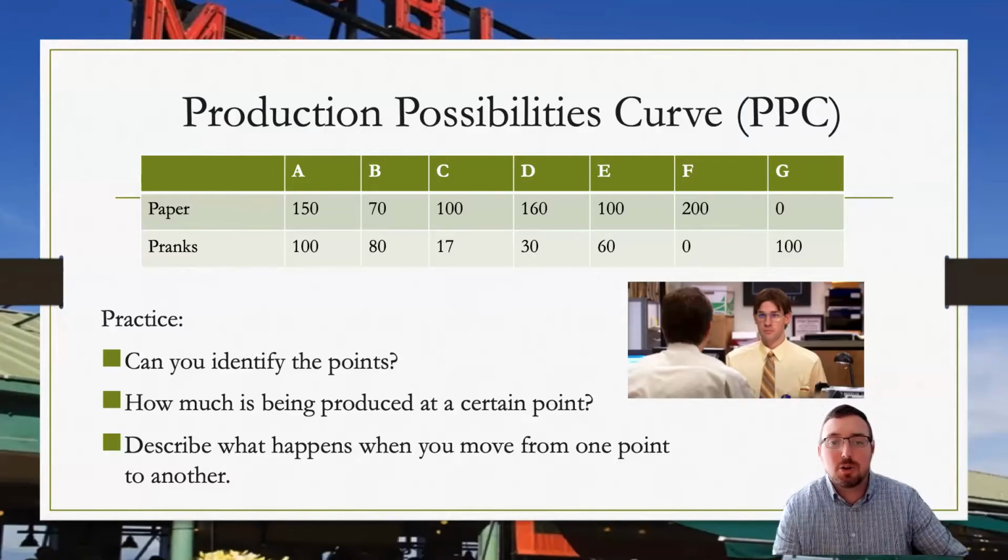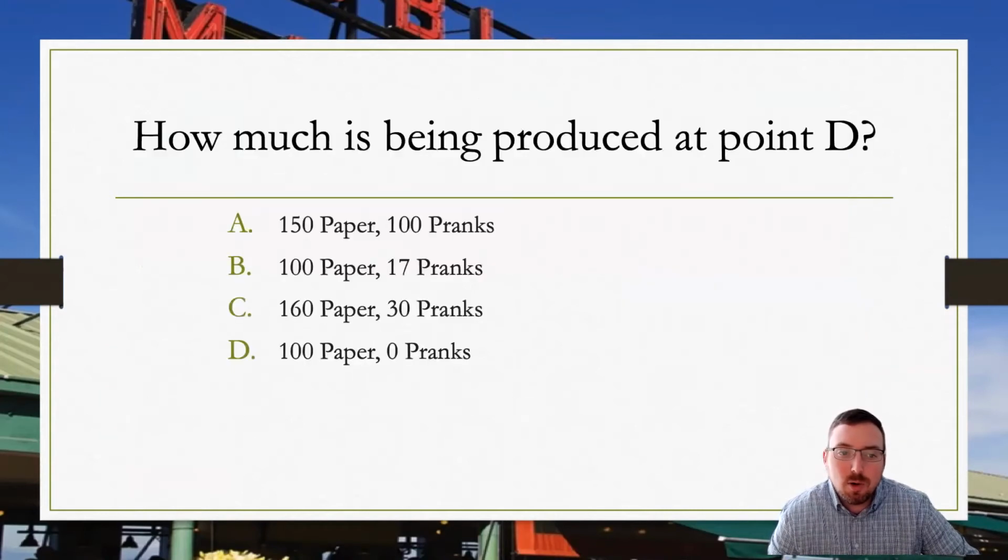So if you've got your graph drawn out, you should have most of your points on the PPC curve. You should have, I think, one point that's beyond it and one point that's inside of the curve. Everything else should be on the curve. So let's look at some questions here.